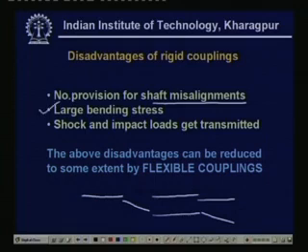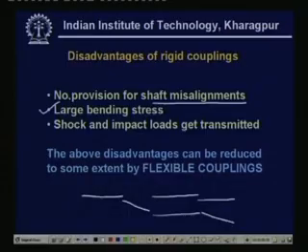Then large bending stress develops. Whenever there is misalignment, if you want to bring the shafts together, then a large bending stress is developed, and that is detrimental, because when the shaft runs, it leads to large fatigue loading also. Again, if we attach the rigid coupling where there is a large bending moment due to various other reasons, then also the bending moment is quite detrimental. The last point, which is very important, is that shock and impact loads get transmitted. So, the rigid couplings are not capable of providing any cushion to the shock or impact loads.